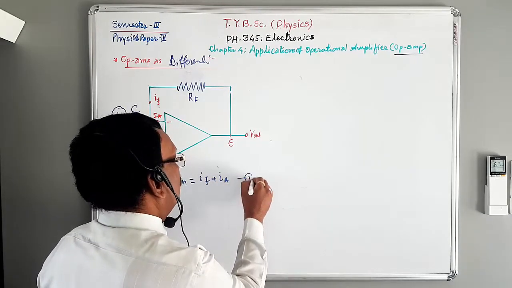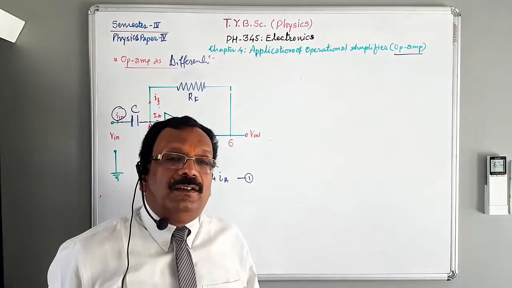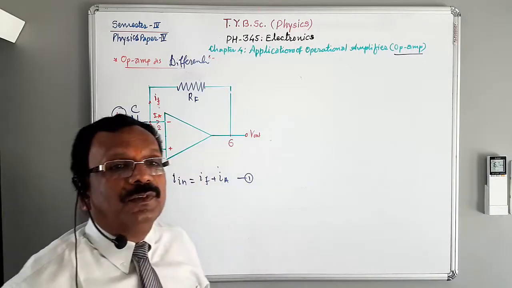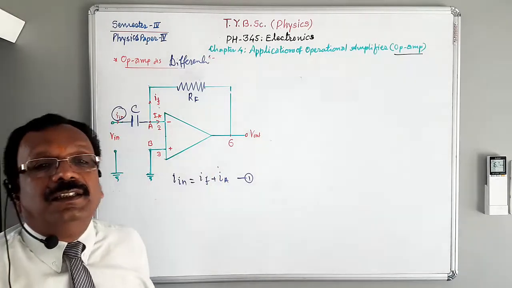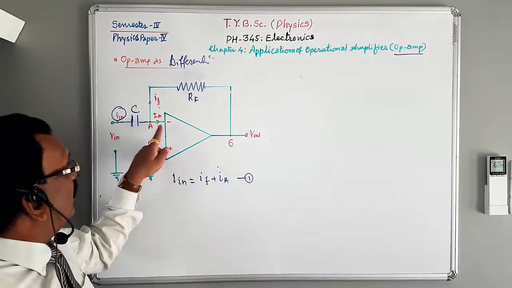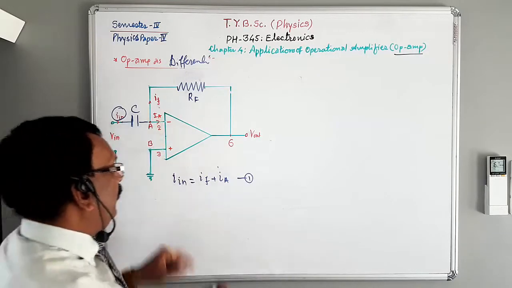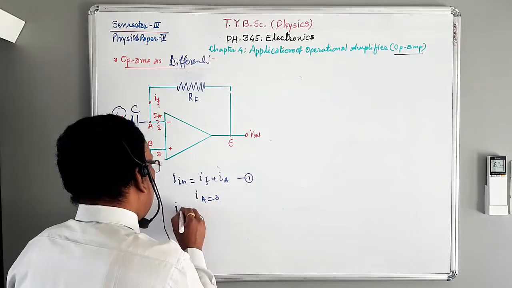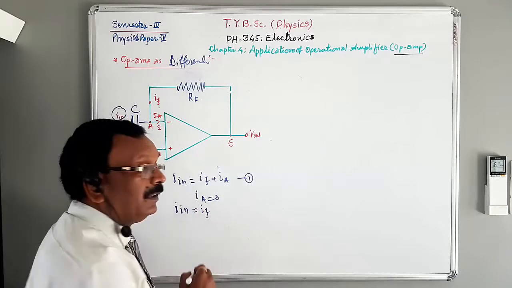Suppose this is equation 1. But this is according to Kirchhoff's law. What I told you, since no current flows through input of amplifier, that is inverting terminal, no current flows through inverting terminal, therefore IA is equal to 0. When IA is equal to 0, this equation becomes IIN is approximately equal to IF.